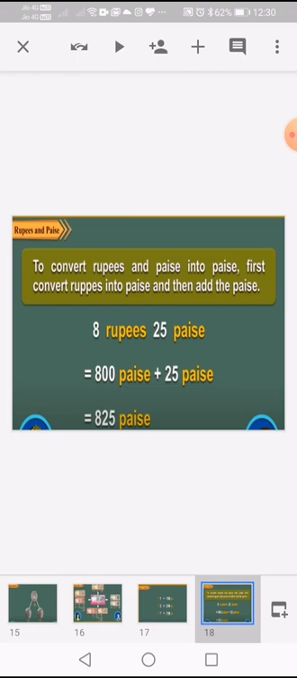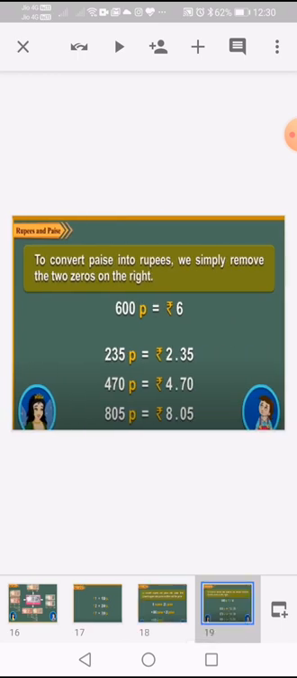8 rupees 25 paisa: 8 multiplied by 100, 800 paise plus 25 paise, 825 paise. Now look here, to convert paisa into rupees, we simply remove the two zeros on the right. Look here, 600 paisa, that is rupees 6. 235 paisa is equal to rupees 2 and 35 paise. 470 paise is equal to rupees 4, 70 paise. 805 paise is equal to rupees 8 and 5 paise.